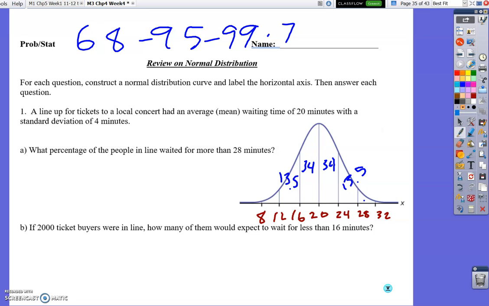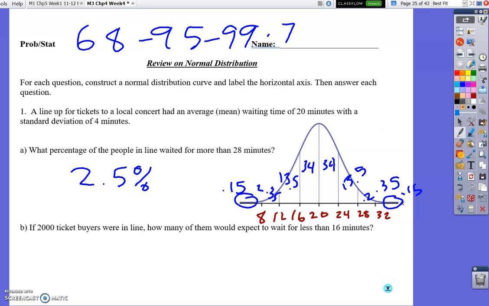34 minutes, 34 over here. Then we've got the 95 minus 34. These are both 13.5. And then these are both 2.35, excuse me. And 2.35 with the last two areas over here and here being 0.15. Okay, so for more than 28 minutes, that's 2.35 plus 0.15, so that's 2.5%.